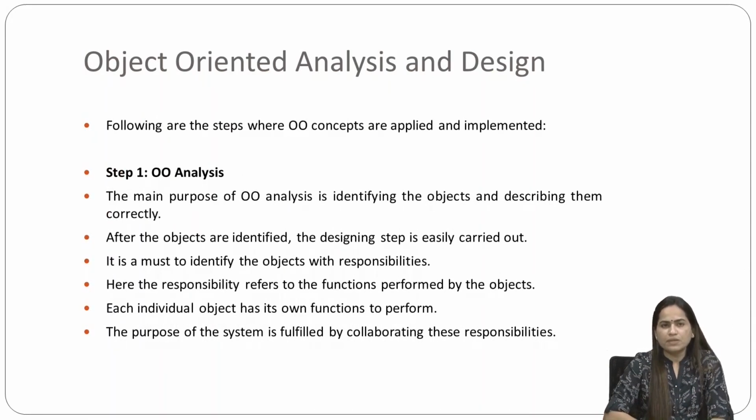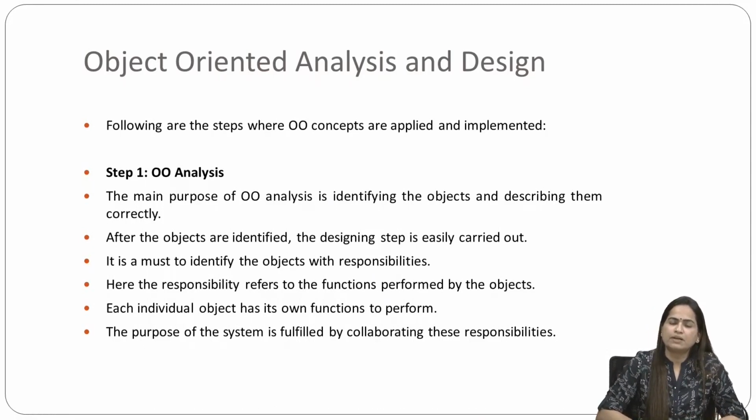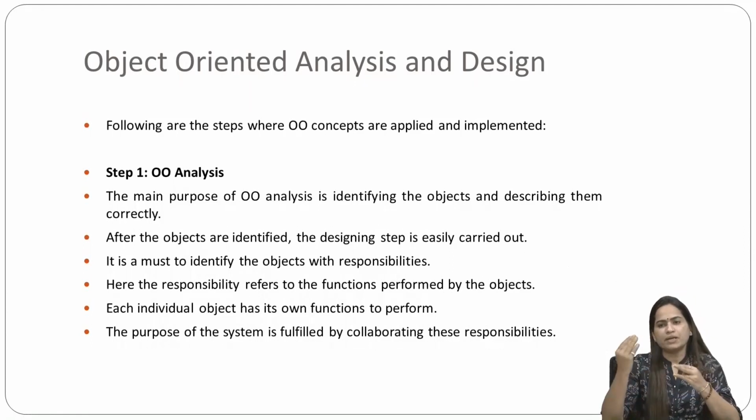Now when we are talking about object oriented analysis and design, some steps are involved when we are generating the system. It must be applied and implemented. So the first step we have is object oriented analysis. The main purpose of object oriented analysis is identifying the objects and describing them correctly. After the objects are identified, the designing step is easily carried out. If analysis is done properly, you can make the design easily.